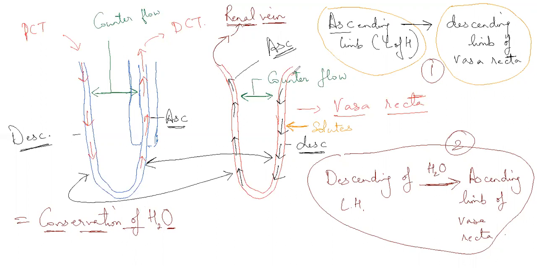Now this ascending limb of loop of Henle is actually formed by the efferent arteriole, but not directly. The next page.